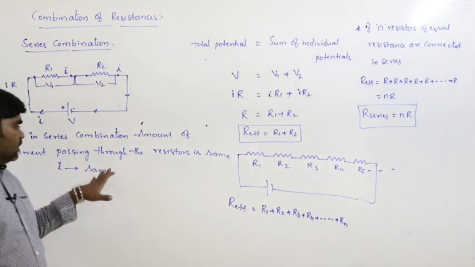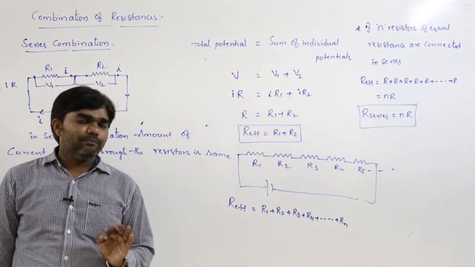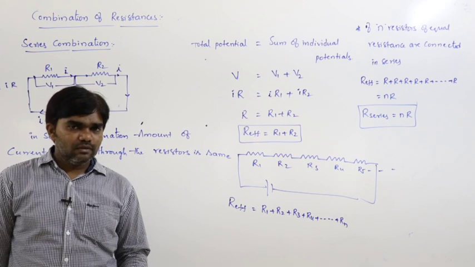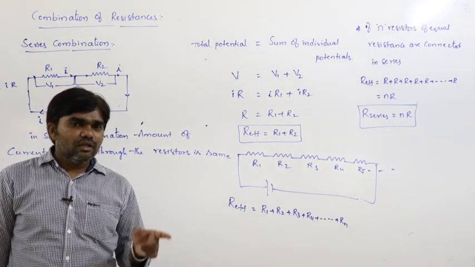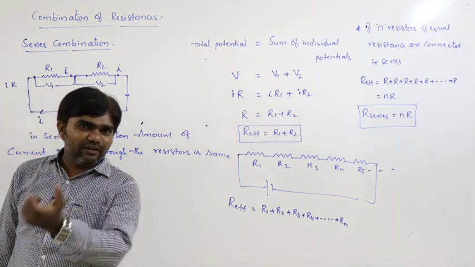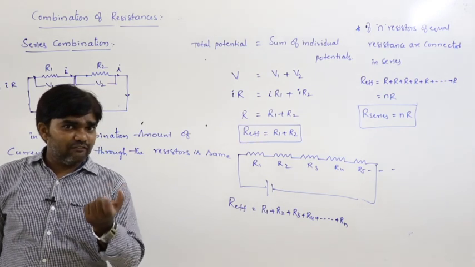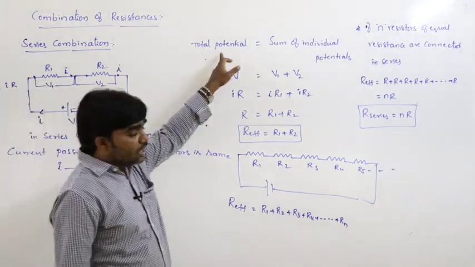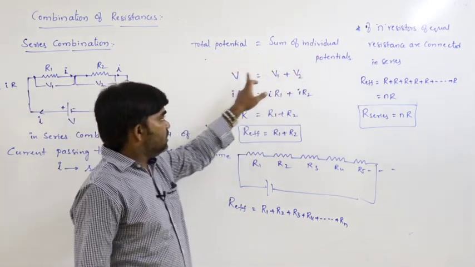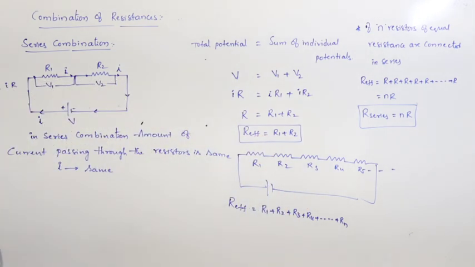In series combination, the current passing through each and every resistor must be the same. Then what is the quantity that changes? Potential. That means a certain amount of potential must be dropped across each and every resistor. Total potential is equal to the sum of individual potentials. That's why V is equal to V1 plus V2. Based on that, R effective is equal to R1 plus R2.